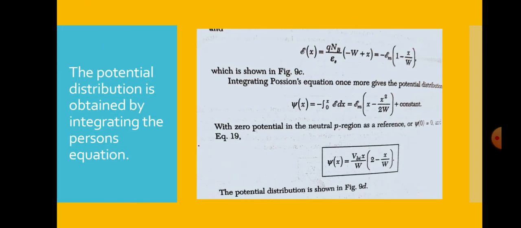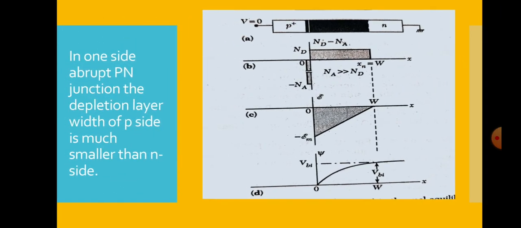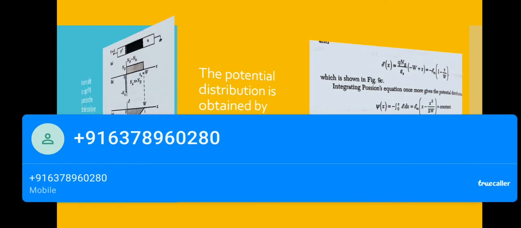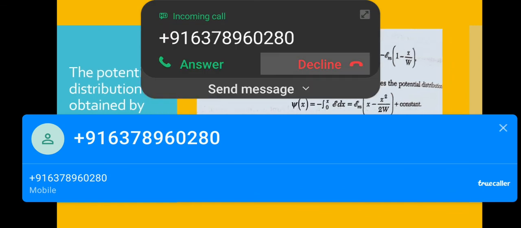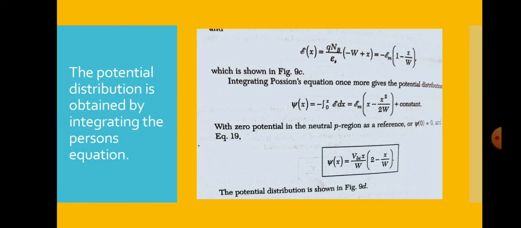So here we have discussed the abrupt PN junction. In the one-sided abrupt PN junction, the depletion layer width on the P side is much smaller than on the N side. This is all that we have for this lecture.